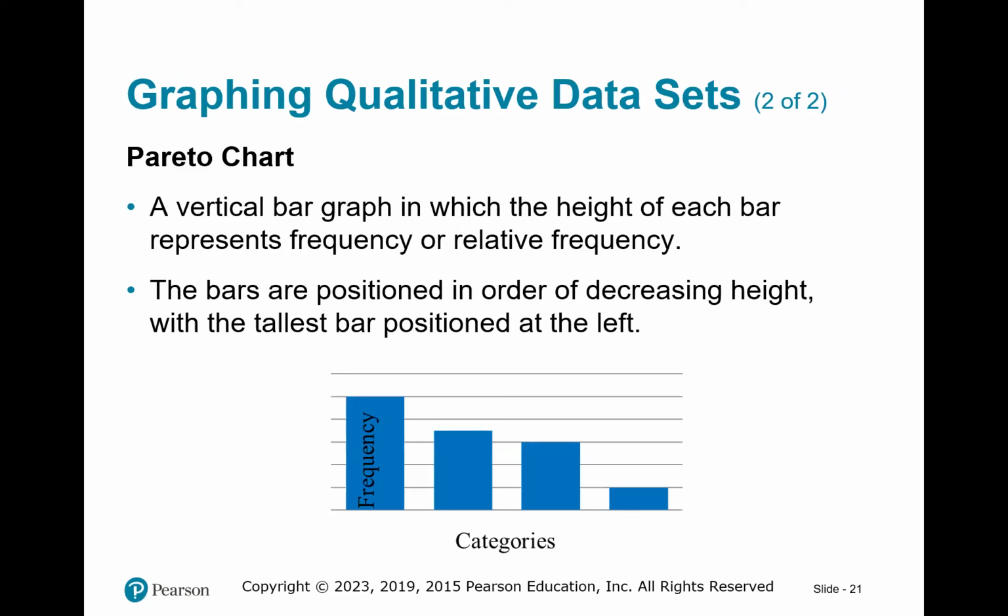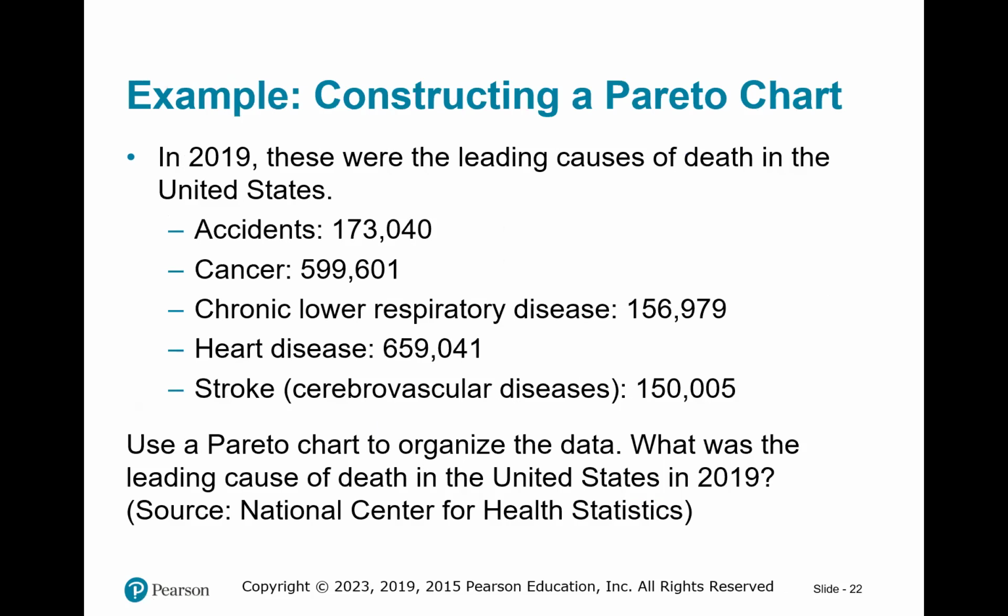Now, when we look at the Pareto chart, it's a vertical bar graph in which the height of each bar represents the frequency or relative frequency. The bars are positioned in order of decreasing height with the tallest bar positioned at the left. Here's an example for this chart. In 2019, these were the leading causes of death in the United States. And these are the numbers for accidents, cancer, lower respiratory disease, heart disease, and stroke.